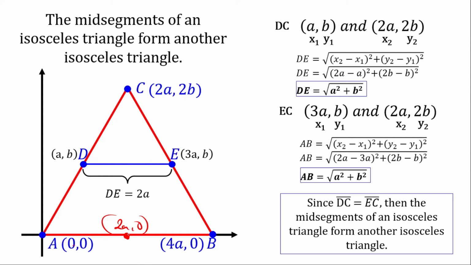Now if we connect this one and this one, we'll be creating another triangle. Let's prove that this is another isosceles triangle. We know that the measure of this is 2a, that is the measurement of DE. Now let's get the measurement of DF. Let's name this point F.